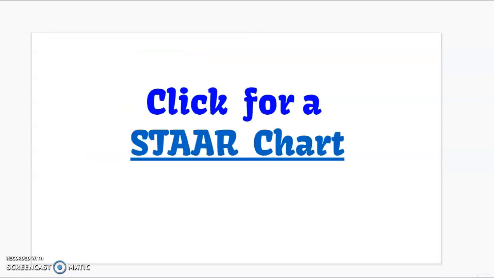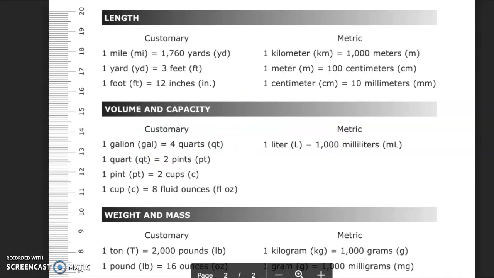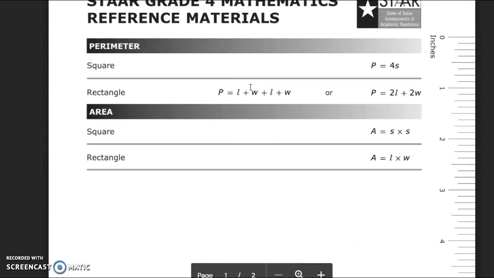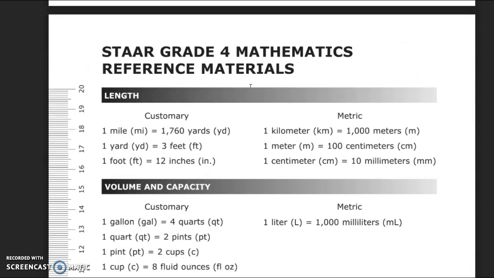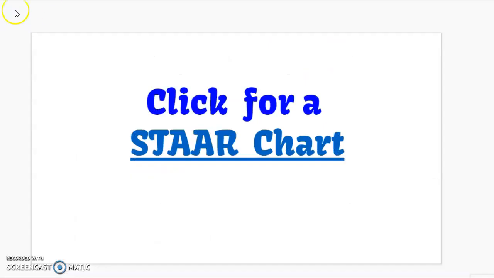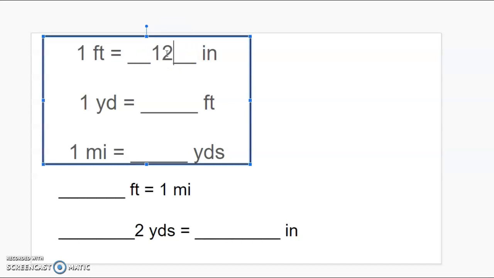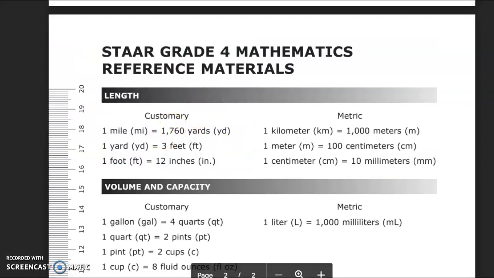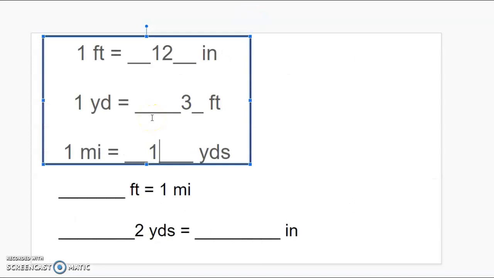But if you don't, you can go down to slide 6 and you can click for a star chart. Now, it's not going to show the whole thing. You'll scroll down, as the top one just shows this. Scroll down and it shows you right there. 1 foot equals 12 inches. Okay, so let's go back. 1 foot, 12 inches. 1 yard equals 3 feet. And 1 mile, I want to make sure I get it correct, 1,760 yards.